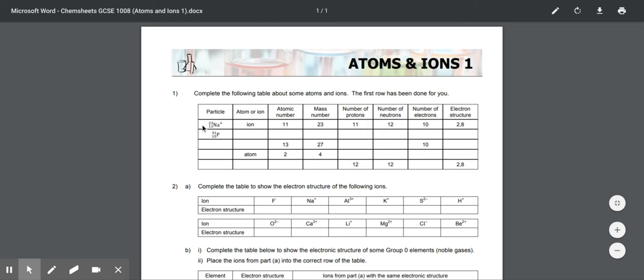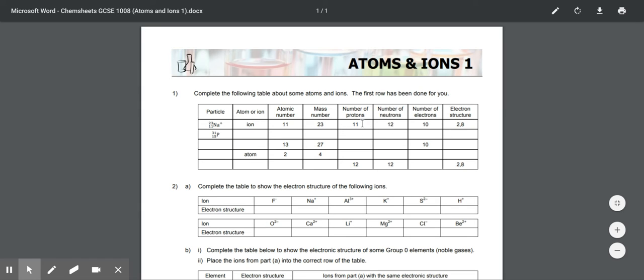Okay, so the first one's done for you, where you have sodium with a plus sign on it. And next to it you have these numbers 23 and 11. So you should know that the 23 is the mass number and 11 is the atomic number. The atomic number tells you the number of protons, therefore these numbers are the same. And the mass number tells you the number of protons and the number of neutrons added up together in the nucleus. Okay, so this number is used to work out the number of neutrons, because we already know what the number of protons is from here.